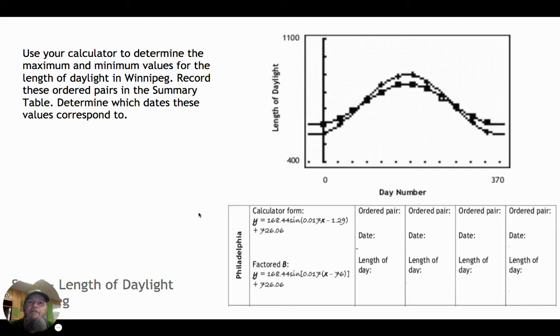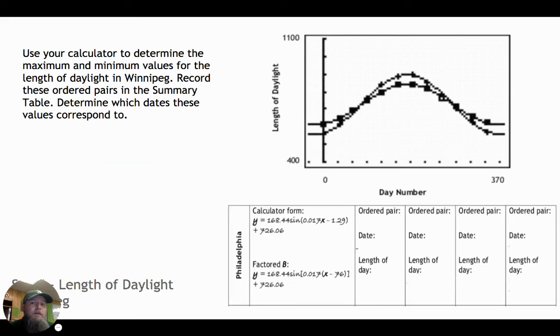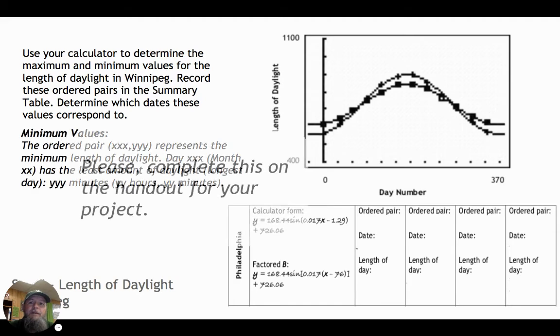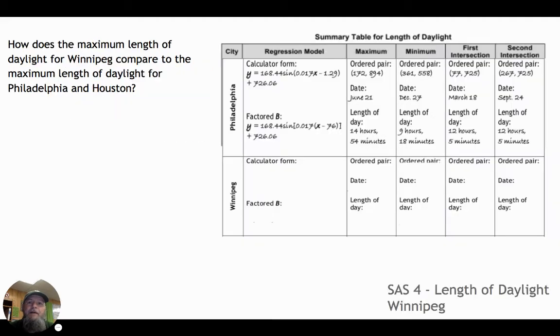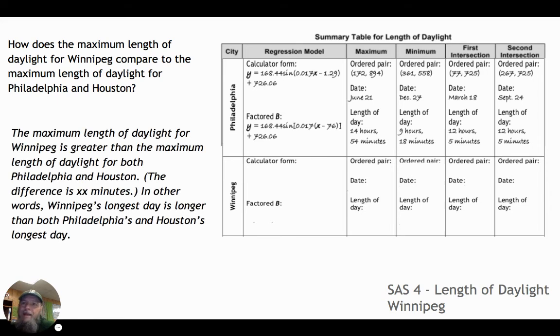Use your calculator to determine the minimum and maximum values. You're going to do this on your handout. Do the same thing for minimums. Please complete this on your handout. How does the maximum length of daylight for Winnipeg compare to the maximum length of daylight for Philadelphia and Houston? Well, the maximum length of daylight for Winnipeg is greater than the maximum length of daylight for both Philadelphia and Houston.